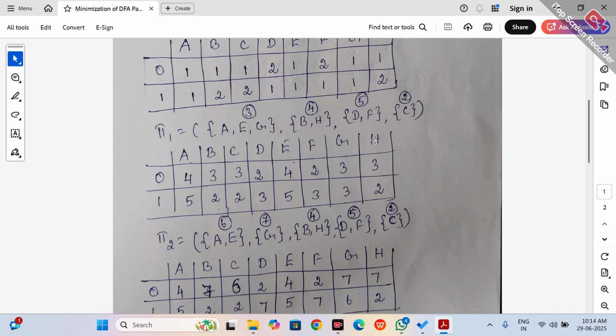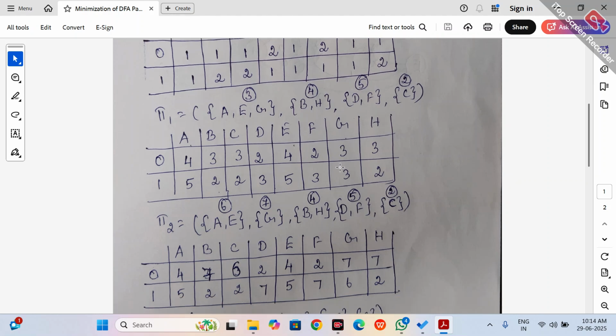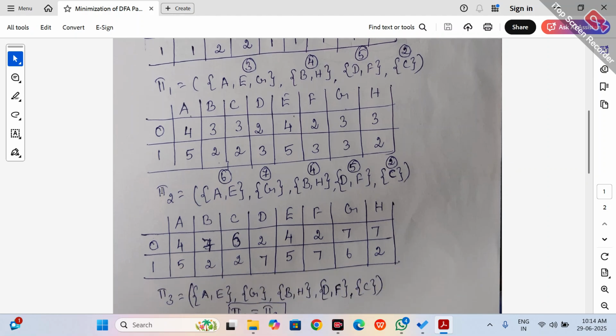So this is the table now. Now again we can combine the states or find the equivalence for this table. So this is the second equivalence, we can write it as pi 2. Here for state A, input 0 and 1 goes to groups 4 and 5. So we have to check for a similar group among the remaining states. For state E, again it is 4, 5. We can combine these two as a single group A, E. For the remaining it is different.